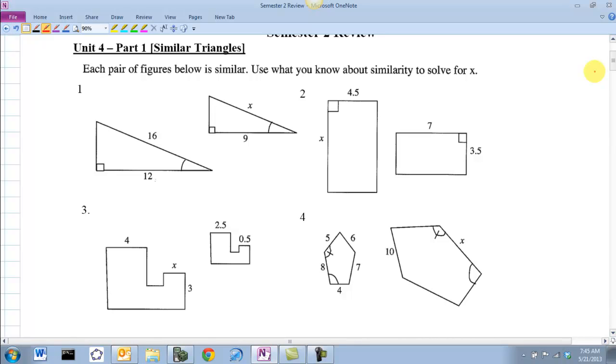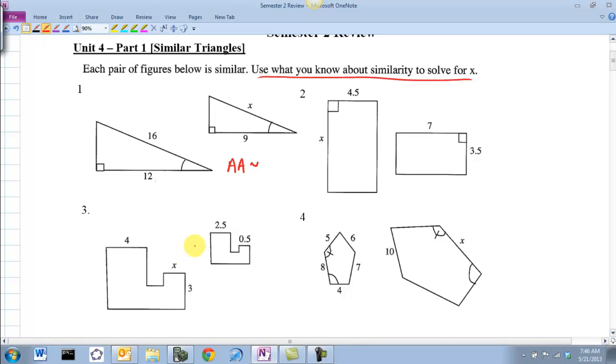All right, from Unit 4, Part 1, which we began during the second semester, one of the key ingredients that we talked about was similarity, and similarity between all sorts of shapes, whether they're polygons, convex, non-convex, it didn't matter. And one of the key ingredients is to always make sure that you are comparing two sides that belong together. Now on this first triangle, since it is a right triangle, I've got two right angles and two congruent angles. These two triangles would automatically be similar by angle-angle similarity. But the question asks us to use what you know about similarity to solve for x.